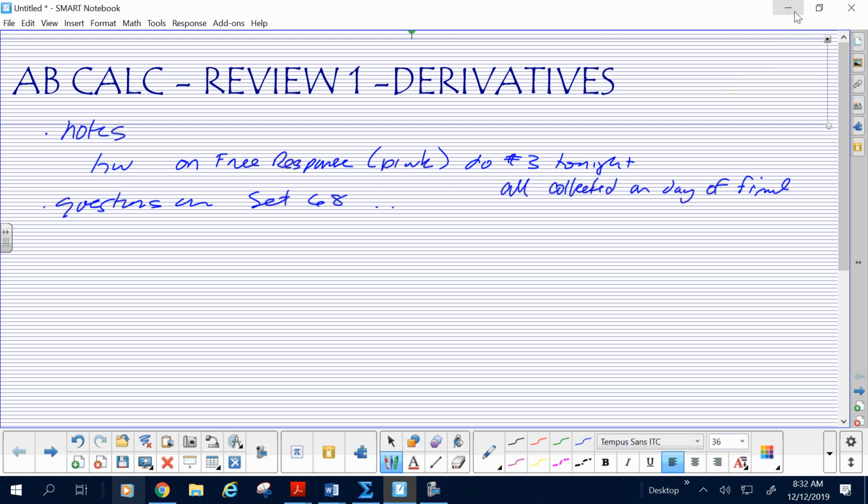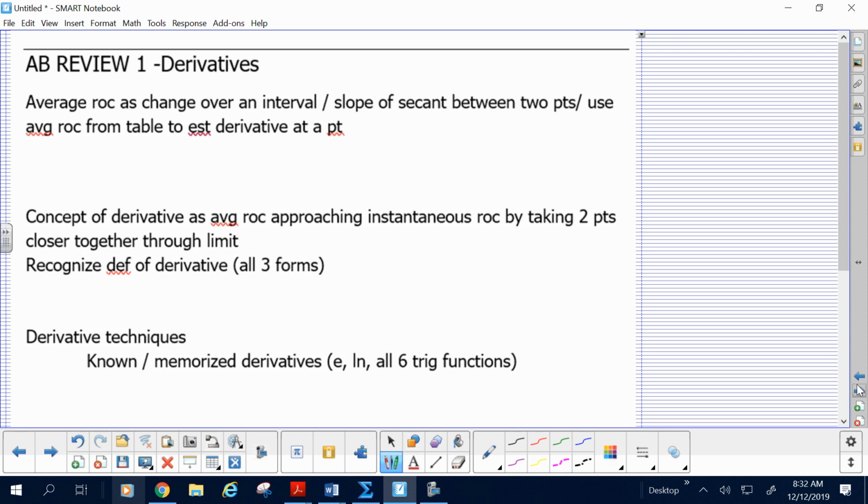Here we go. So, big ideas, calculus. Average rate of change as change over an interval, or slope of a secant line. How do you find change between 2 points? I'll call them A and B. Talk to me, people. F of B minus F of A over B minus A.